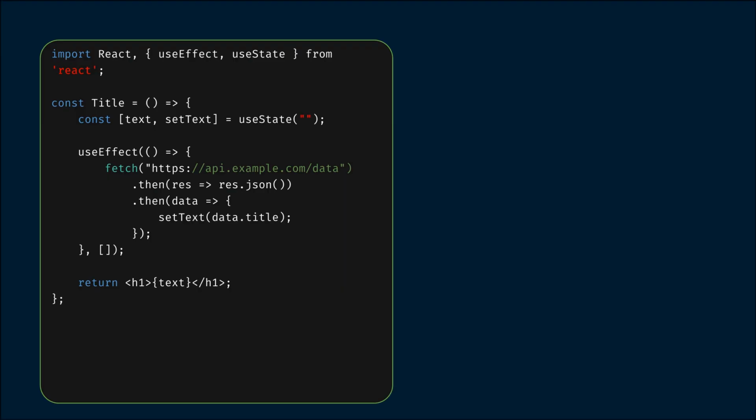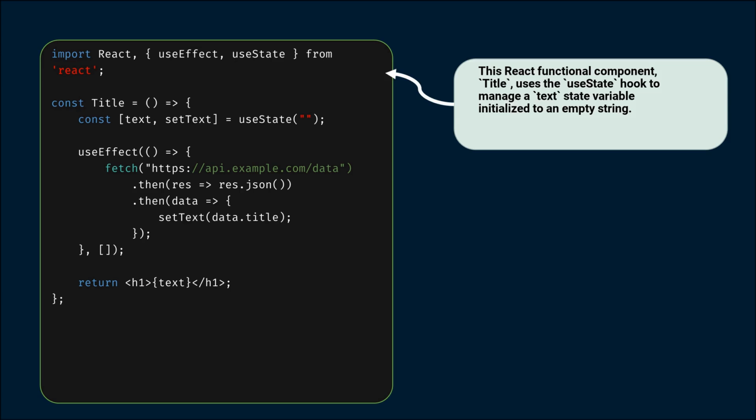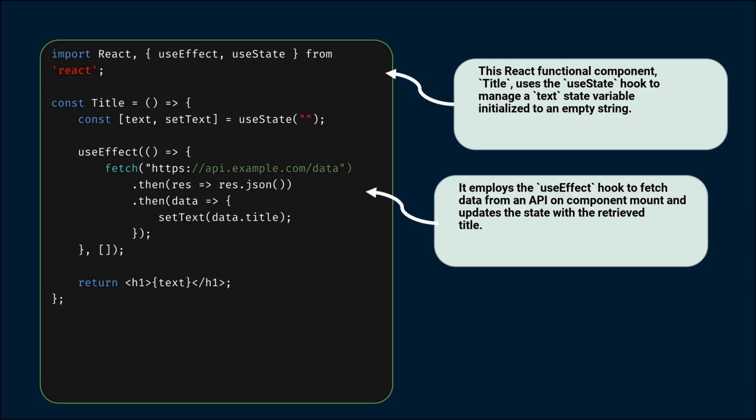Now let's take a look at the title component, which is designed to fetch and display data from an API. Inside the component, we initialize a state variable called text using the useState hook, which will eventually hold the title fetched from the API. Next, we implement the useEffect hook to handle the side effect of fetching data when the component mounts. Within this hook, we initiate a fetch request to obtain data from a specified API endpoint. The response is then converted to JSON format, from which we extract the title and update the text state using setText. This process ensures that once the data is successfully retrieved, it will be reflected in our component.